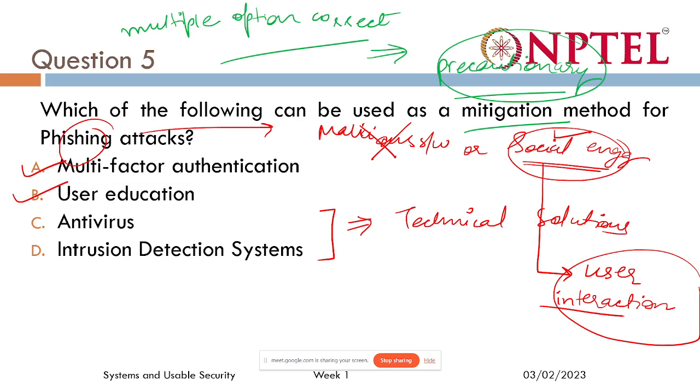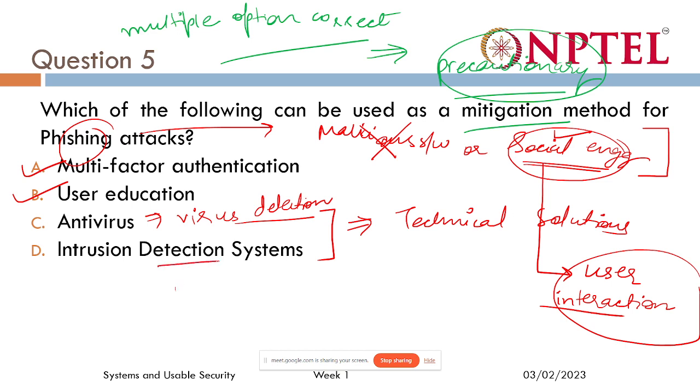Or over the phone, someone calls and says, we are from so and so bank and we need your details. That is a kind of phone phishing attack. So it is primarily dealing with user interaction, and it has less to do with technical issues. That's why it comes under the category of social engineering. And here, we know that antivirus can be used to detect the presence of a virus in a system, right?